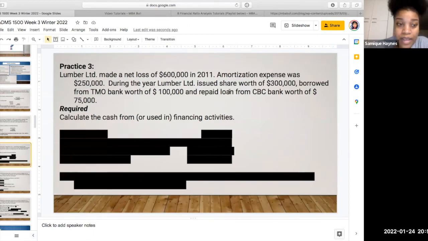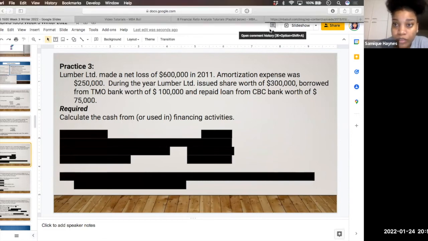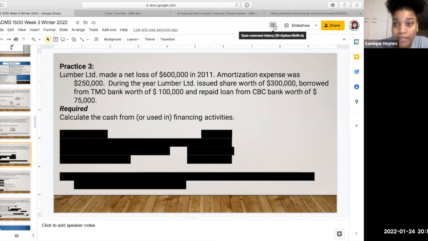All right, this one, calculate the cash from financing activities quickly. Financing, only look at the transactions that have to do with financing. How do we raise funds for our business? Why was net loss not included in the cash from investing activities? That's because net loss and net income only go into the operating activity side of the cash flow statement.